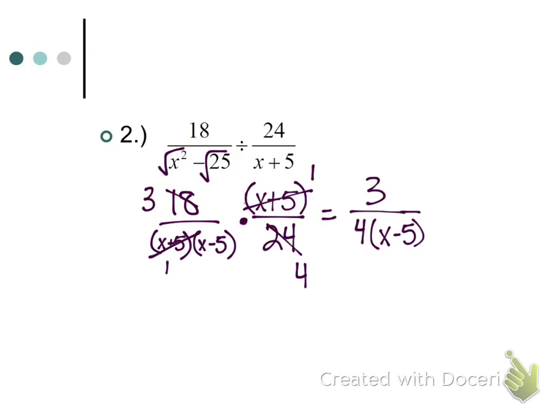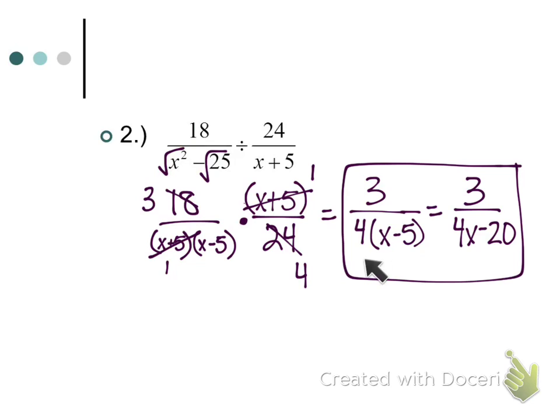If you feel strongly about it, what could you do with that 4? Distribute it. So if you want to, you could write this as 3 over 4x minus 20. I would be fine with either of those answers. I'm fine if you leave it factored out, but if you really want to distribute it, you can. As long as you know nothing else there is going to cancel out either way.